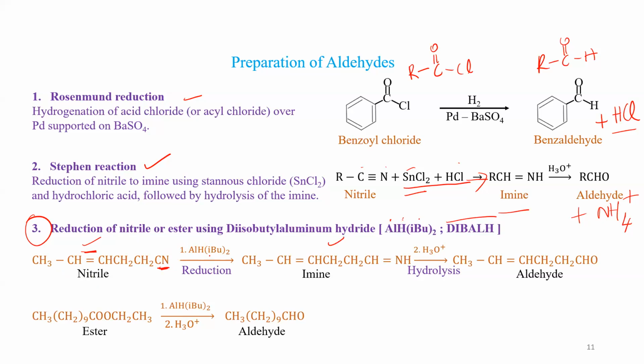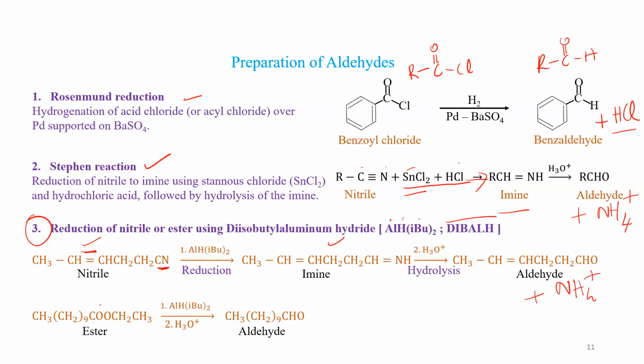So diisobutyl aluminum hydride goes on the arrow mark. The carbon-nitrogen triple bond is reduced to carbon-nitrogen double bond, CH double bond NH. This on treating with aqueous solution of an acid, hydrolysis happens over here. So we get the formation of the aldehyde and ammonia is liberated. But since conditions are acidic, we get ammonium salt.